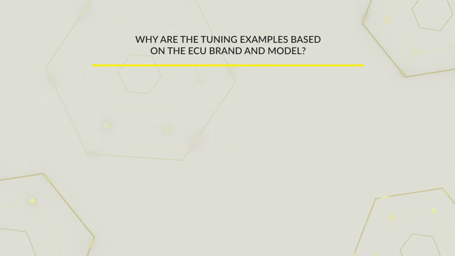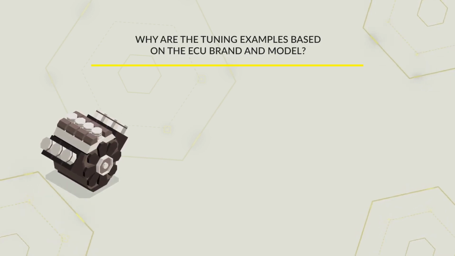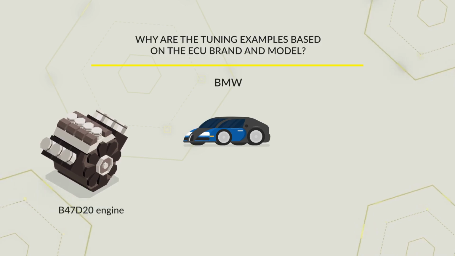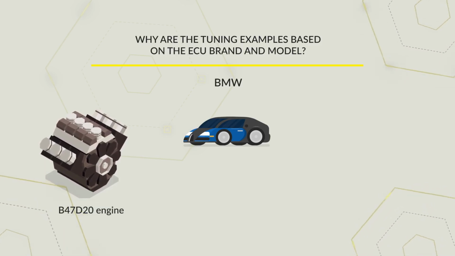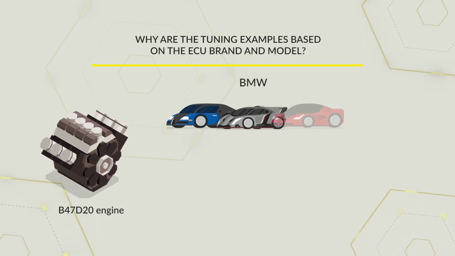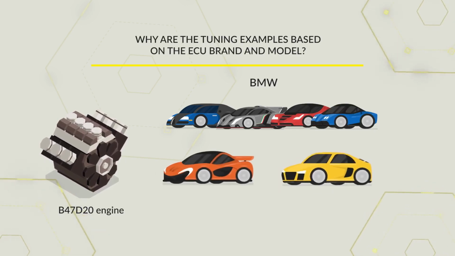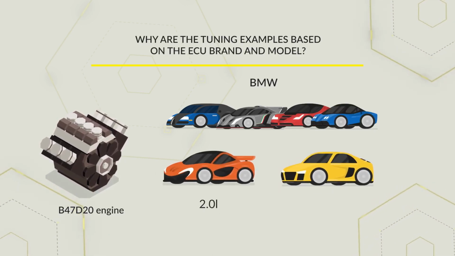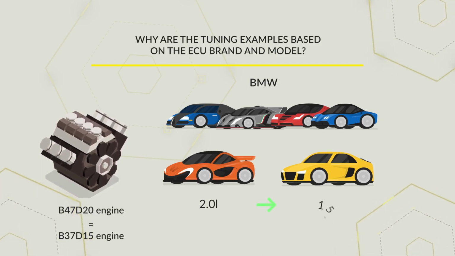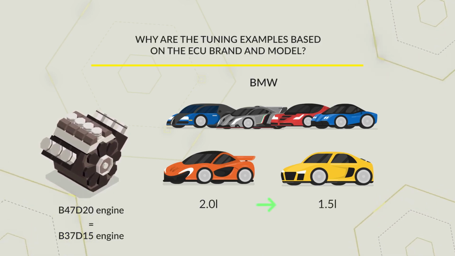If you are still confused, don't worry. Now, let's clarify the concept with an example. The BMW Automobile Group developed the B47D20 engine with 2.0-liter displacement and subsequently installed it in the group's vehicles starting in 2014. To reduce production costs, this engine uses many components in common with the B37D15 version with a displacement of 1.5 liters, including the engine control unit.